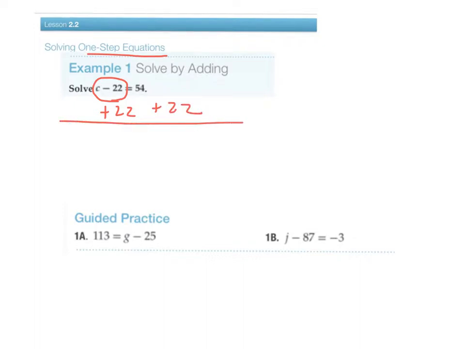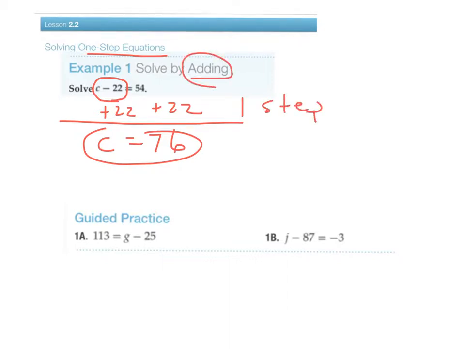So when we do this, this gives me C, and 54 plus 22 is 76. So here's the one step. The one step in this case happens to be adding. So let's look at our next problem down here. We have G minus 25. So in this case, we will add 25, or positive 25, to both sides of the equal sign.